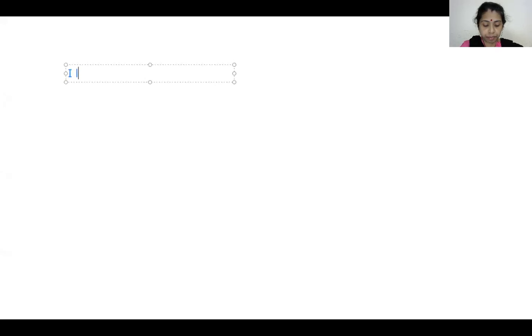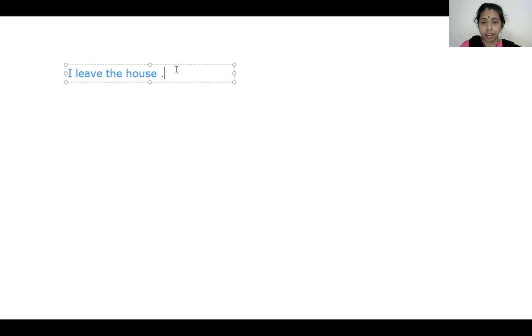I leave the house. I leave the house. Here, the verb is leave. The verb is leave. And here, the verb leave is in present tense because the work is going on now.